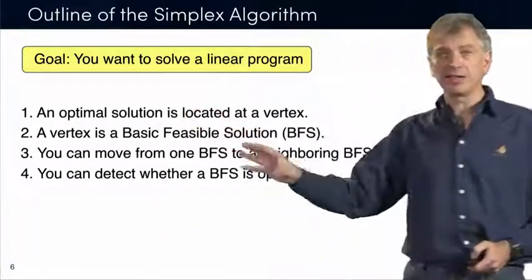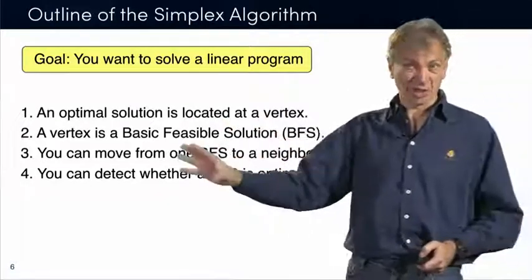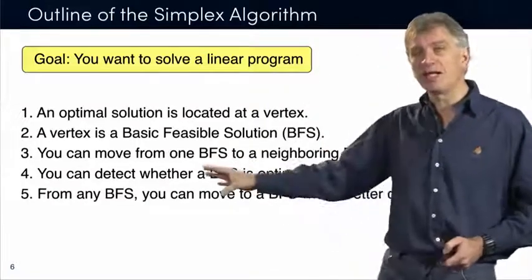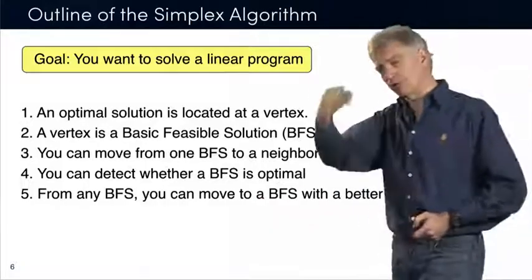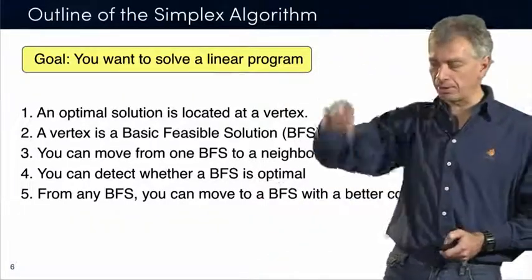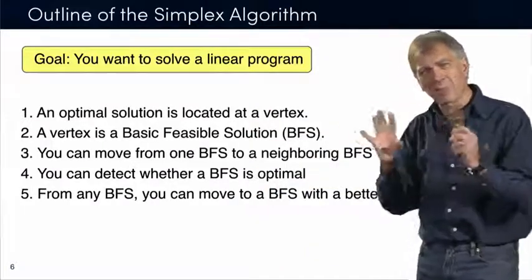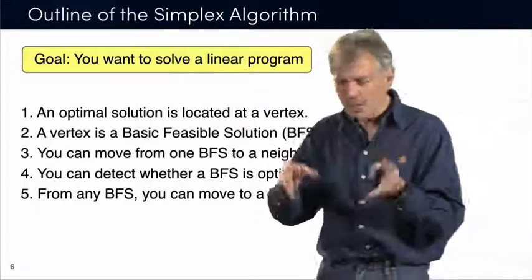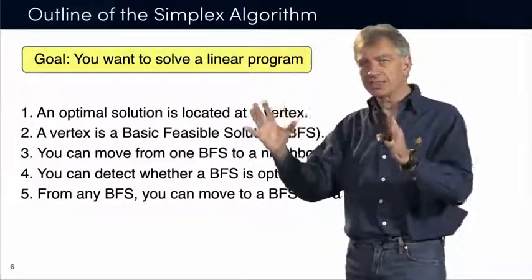You know that you can detect if a beautiful, fantastic spot is at the top of the world. You can detect if the basic feasible solution is optimal. And then you can move from any BFS to another BFS which has a better cost, okay? Smaller cost if you minimize, higher cost if you maximize. Okay, so this is once again a little bit more complicated. Now, we are talking about this basic feasible solution that we don't really know what they are, but this is the same thing as what I've shown you on the previous slide. Okay, but this is the simplex algorithm.